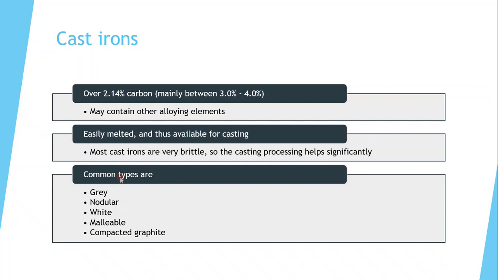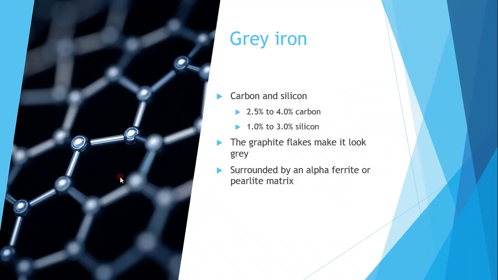These guys have over 2.14% carbon, but industrially between 3 to 4%. They may contain other alloying elements. It's not unusual. It's easily melted and is thus available for casting. Now, most cast irons are very brittle, so the casting process helps significantly. Common types are grey, nodular, white, malleable, and compacted graphite. We're going to look at those.